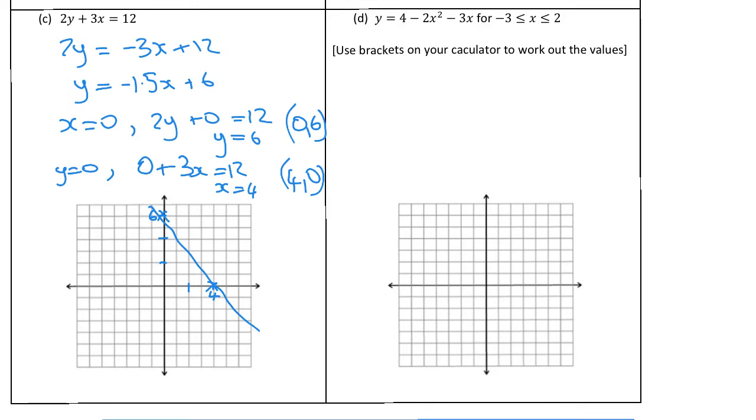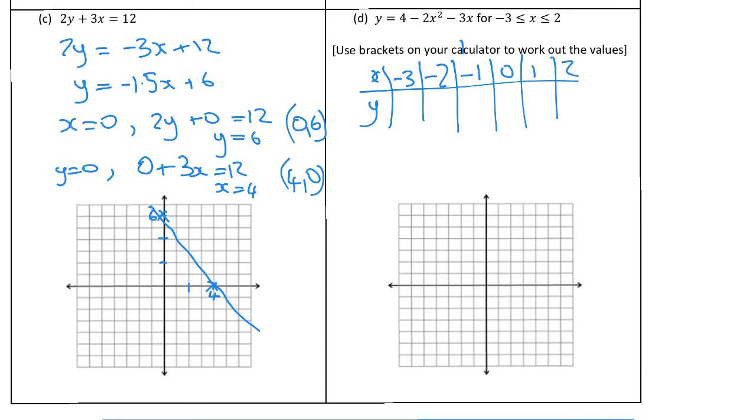Example D, it says use brackets on your calculator to work out the values. So how we do that is we get our table of values. We need to do a table of values for these, and we've been given a range of values from minus 3 to 2. So we need to put every single value in that range: minus 3, minus 2, minus 1, 0, 1, and 2.